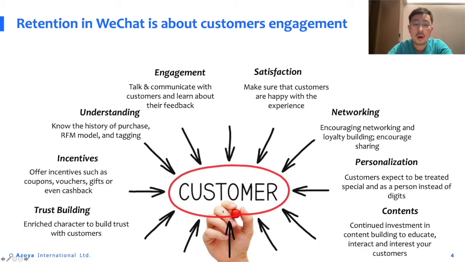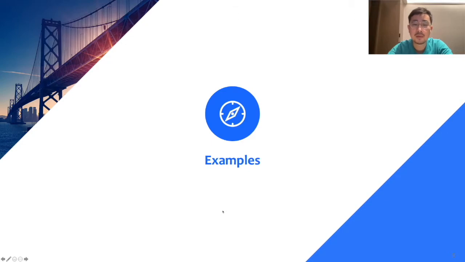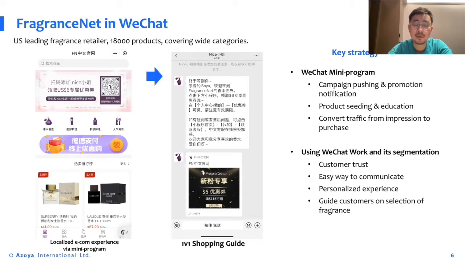So here are the eight rules we have. It sounds a bit dry, but we can give you some more examples. The first example is FragranceNet. FragranceNet is a multi-brand retailer based in the US. It's one of the US's leading fragrance retailers, with over 18,000 products covering fragrance, personal care, and beauty categories.